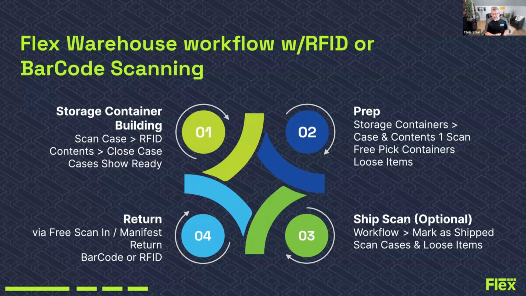If you're using an optional ship scan, we have functionality where people will normally just mark it as shipped. We also have the ability to do a secondary scan as part of that ship scan process. Typically in that functionality, it's configured so that you just scan the cases as they go on the truck, and it marks the case and the contents as checked, and then all of what we call our loose items, your non-cased items. That whole functionality works with barcode scanning and RFID very seamlessly.